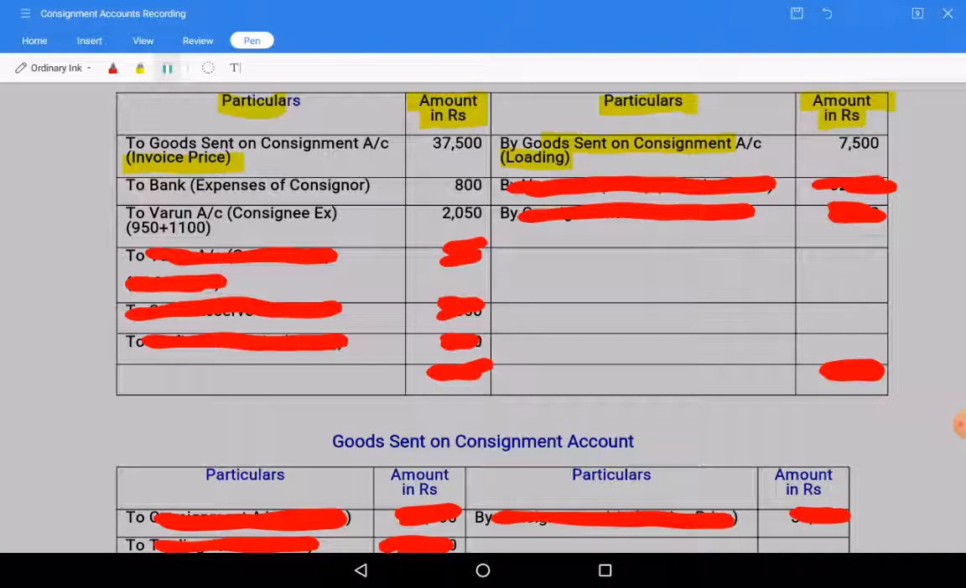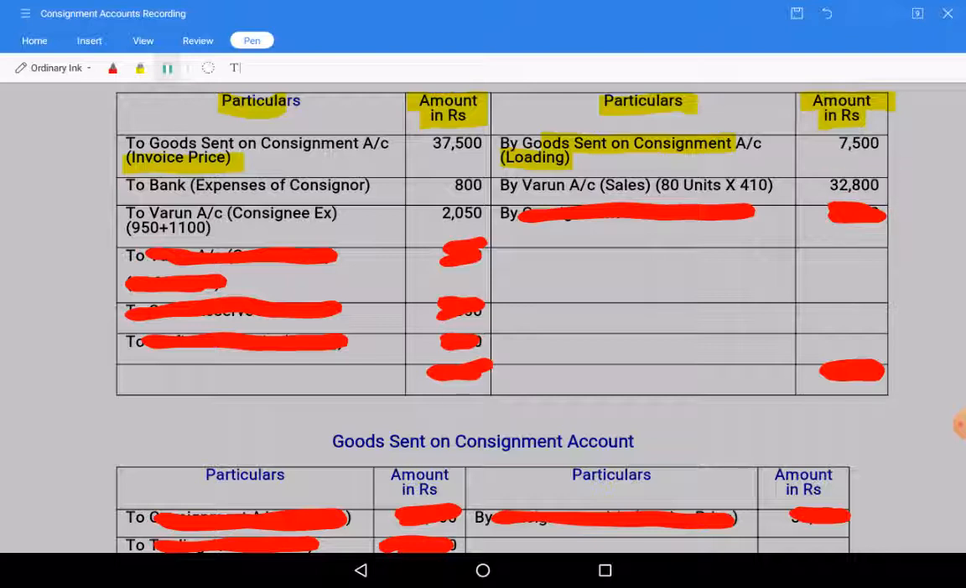Similarly, at the end of the year, he has sold the goods. When goods are sold, the general entry will be Varun account debit to consignment account. So credit side we need to write by Varun. So sales 80 into 410, there will be 32,800. Credit side you will get.